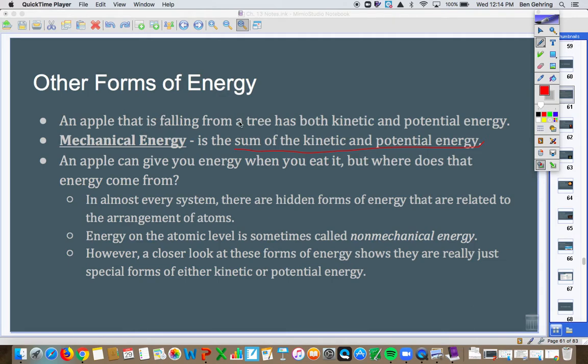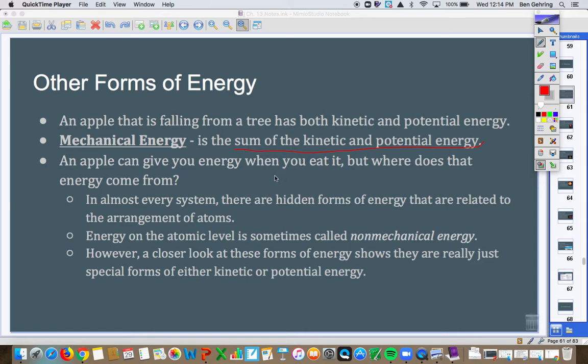For example, an apple falling from a tree has both kinetic and potential energy. It's above the ground, and it's moving because it's falling, so it's got kinetic as well. So the sum of your kinetic and potential is your mechanical energy. An apple can give you energy when you eat it, but where does it come from?